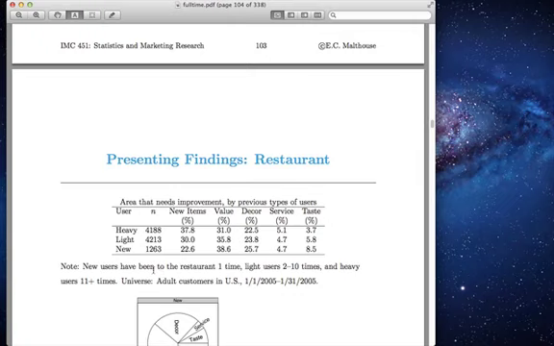A third thing is you want to define your terms. So heavy user is a nice term in English, so people understand that, but you really should define what you mean by that. So I have a note down here that heavy means 11 or more visits to this restaurant. All right, so this is one way that you can present your findings, but there are many other ways.